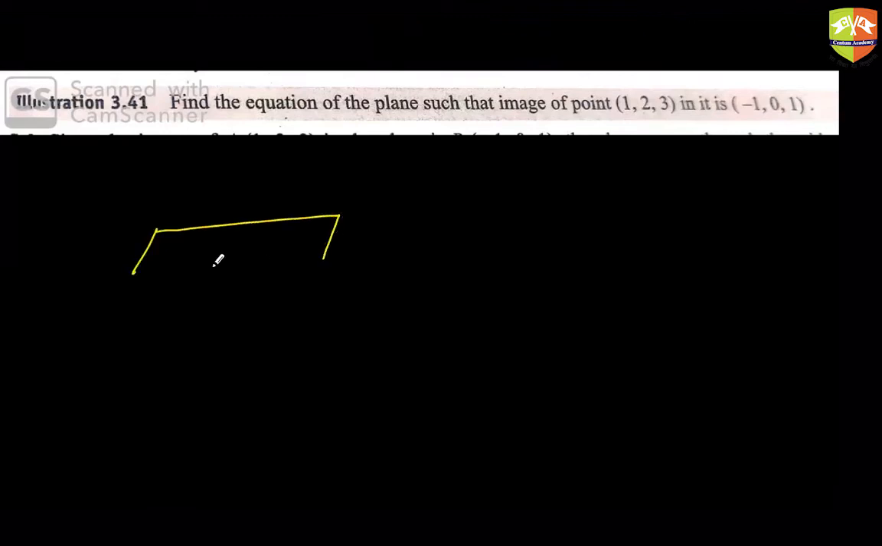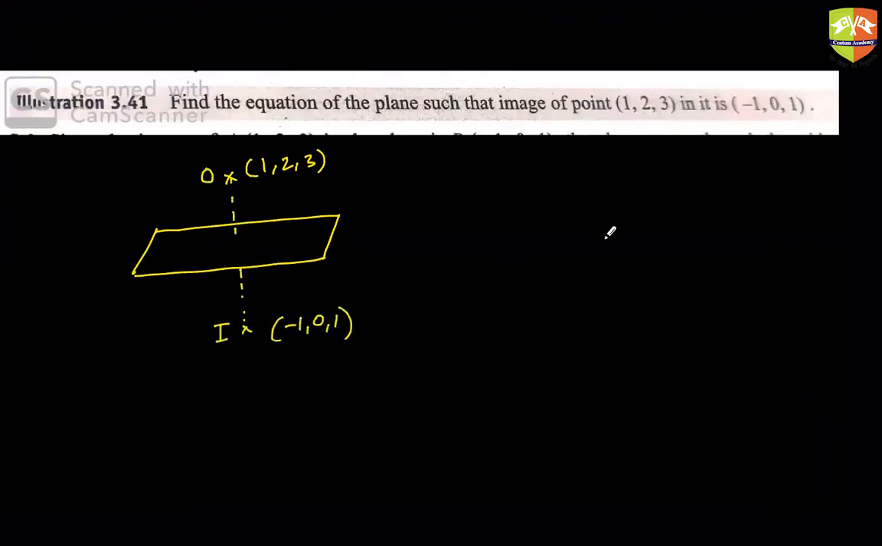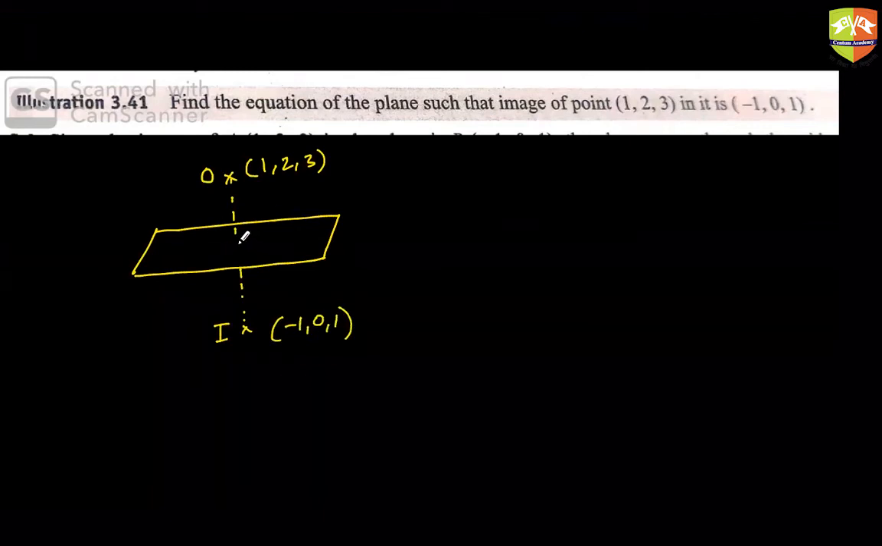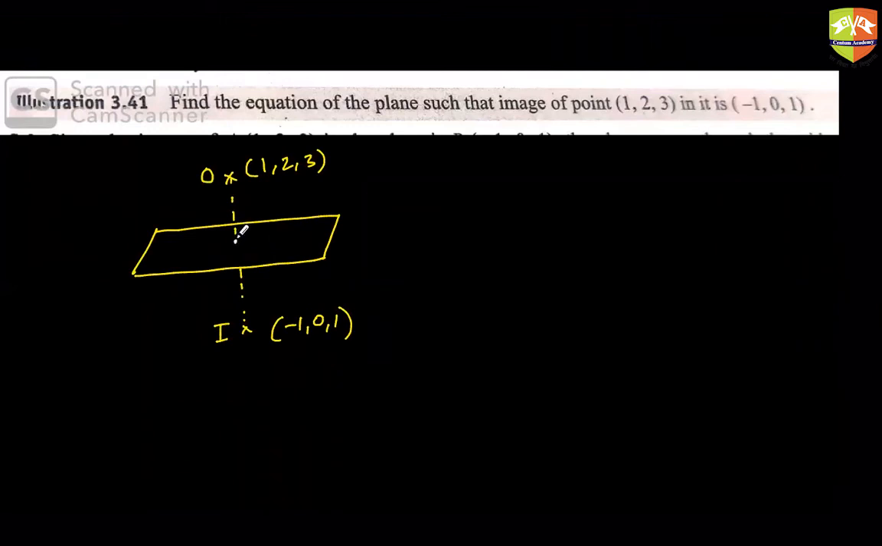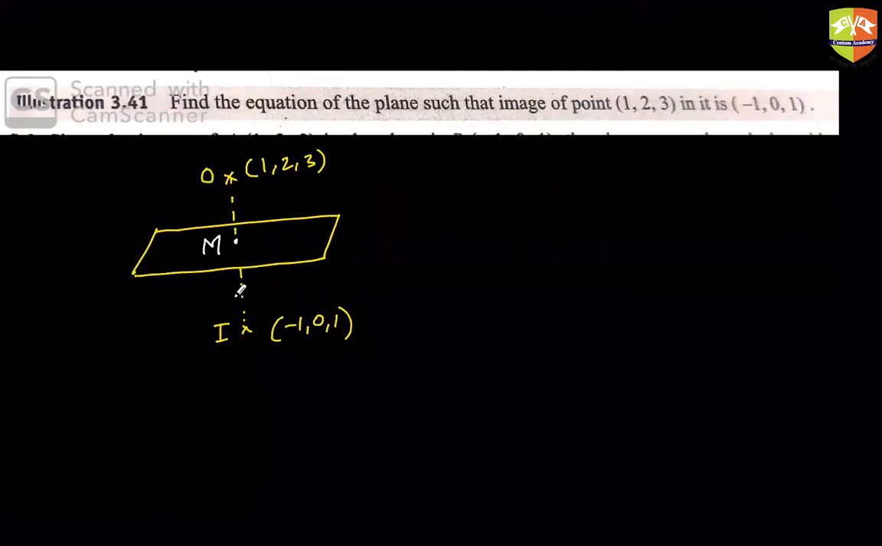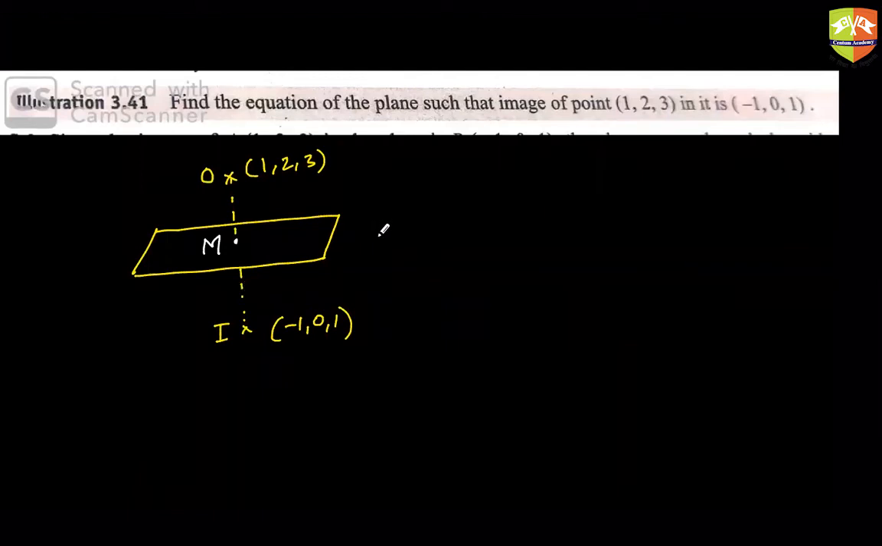So let's say this is your plane. And the point here is 1, 2, 3. When I say image, I mean this point. So let's say this is your object, and this is your image. Many people misconstrue image to be the projection of the point on the plane. So the midpoint of O and I, let's say M, that is the projection of O on the plane. That is not the image. So read the question very carefully, whether they're asking the projection or whether they're asking you the image.